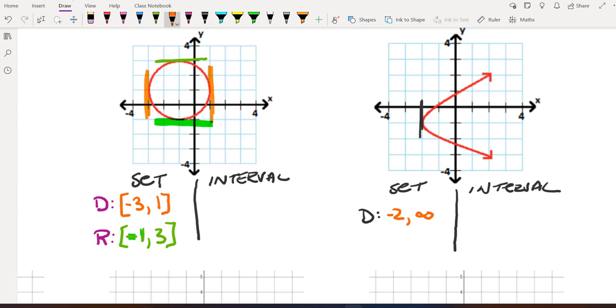All right. So now, time to talk about brackets. At -2, we're over here. So we get a square bracket. For infinity, what do we have? We have a round bracket, because we will never reach infinity.